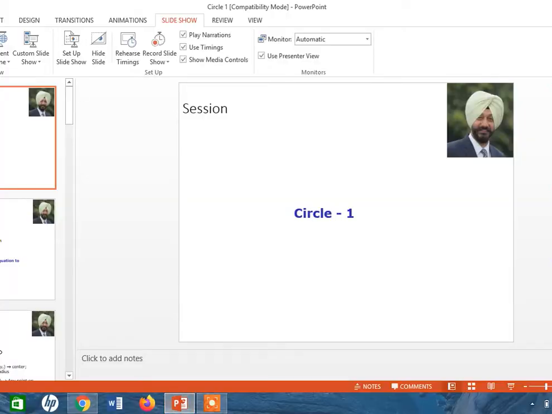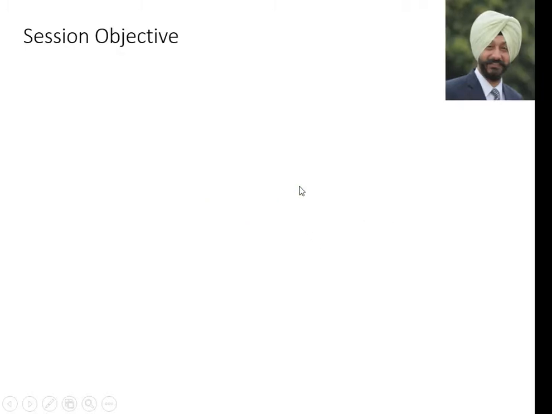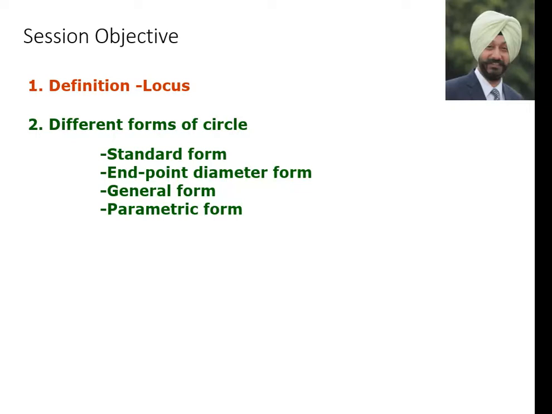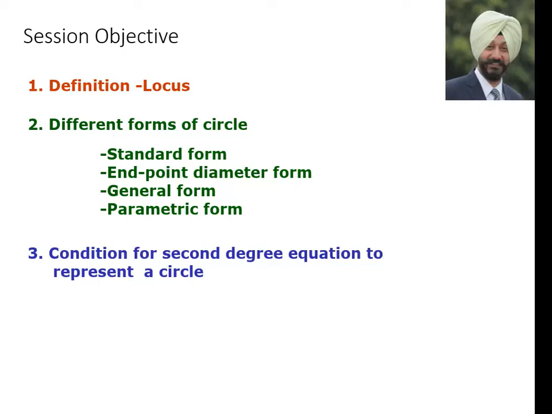Students, so today once again we will see another topic of geometry, and here we start circle. The objective of this lecture is definition, locus, then different forms of circle: standard form, endpoint diameter form, general form, parametric form. Third, condition for second degree equation to represent a circle. This video is meant only for education purpose, and first we define a locus.